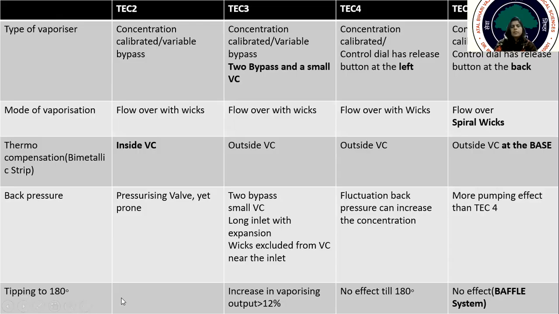What is tipping? If you turn a vaporizer to 180 degrees, they have standardized it to calculate the concentration output. Of course, tipping was there in Tech 2, and in Tech 3 there was an increase in vaporizing output up to 12%. However, there was no effect of tipping up to 180 degrees in Tech 4, and similarly no effect in Tech 5. They use a baffle system to reduce this effect.